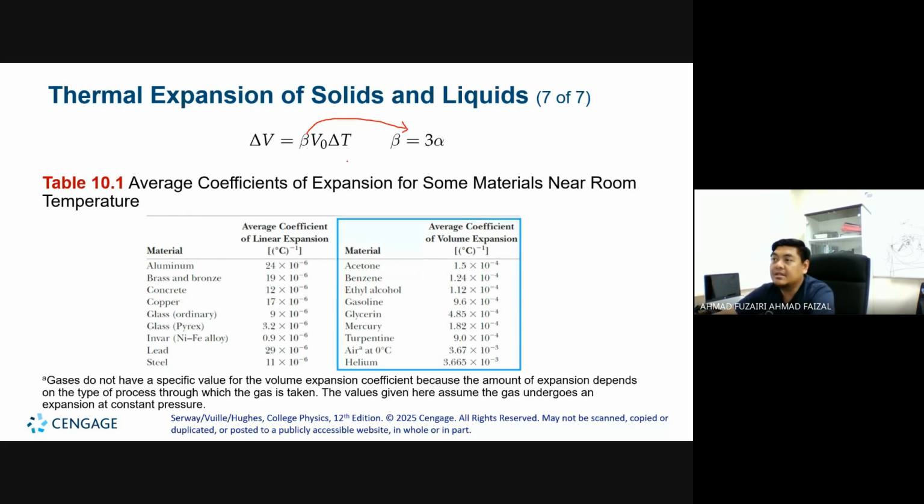V naught delta t, or we can use 3 times alpha. Remember, alpha is specific for linear expansion, and 2 alpha is the expansion for area.